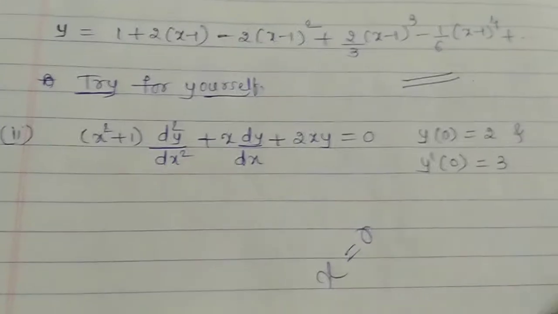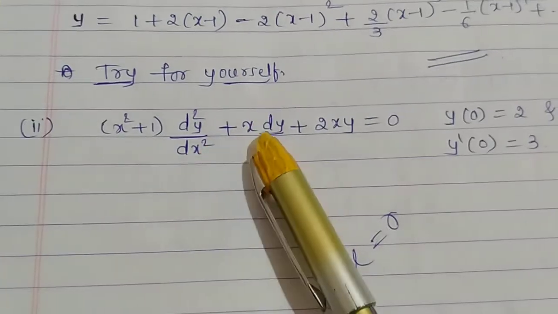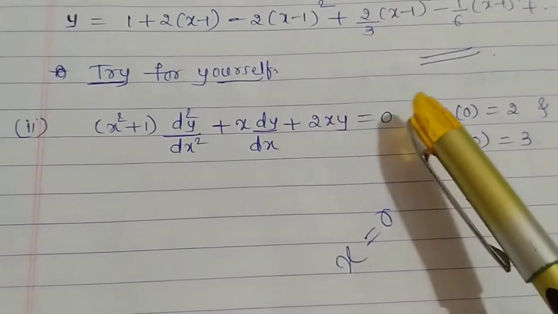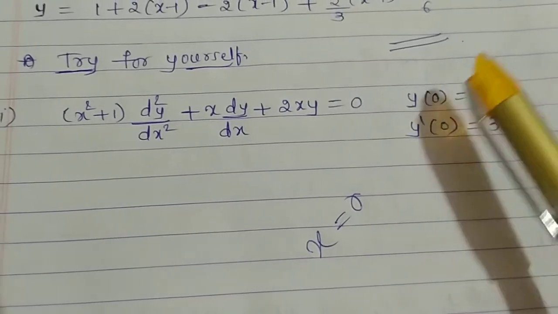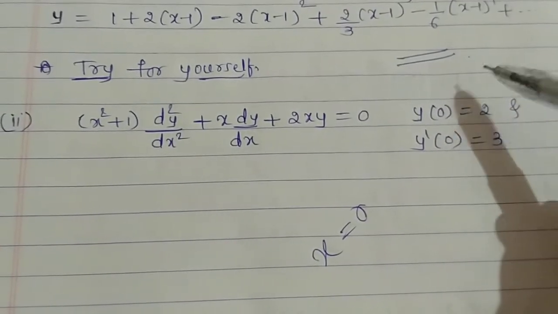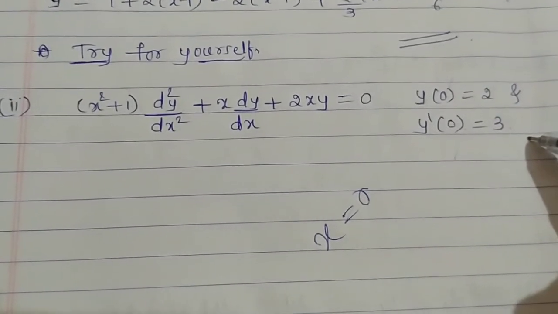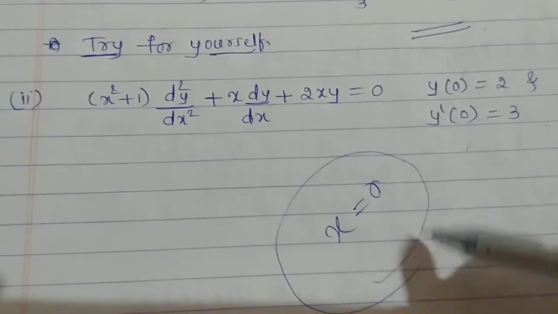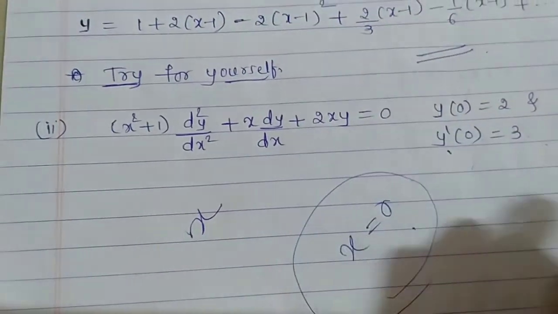And I think you should try this example. Here, x square plus 1 d square y by dx square plus x dy by dx plus 2xy is equal to 0. The initial conditions are y of 0 is equal to 2 and y dash of 0 is equal to 3. That is, whenever x is equal to 0, y is 2. Whenever x is equal to 0, y dash is 3. So x is equal to 0 is the ordinary point, so I must have my power series solution in the form of powers of x only.